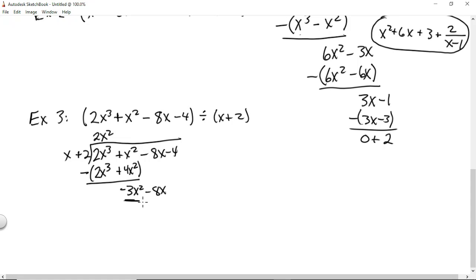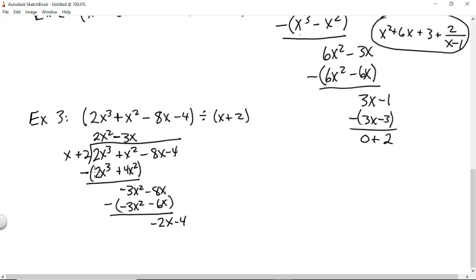So it's negative 3x is what will work, because when we multiply that back, we'll get what we want. So negative 3x times x, negative 3x squared. Okay, and negative 3x times 2 is negative 6x. Subtract that. We get our 0 like we wanted to for the x squared part, and then we have negative 8x minus a negative 6x. That's negative 8x plus 6x, negative 2x. And we have one more thing to bring down, the 4.